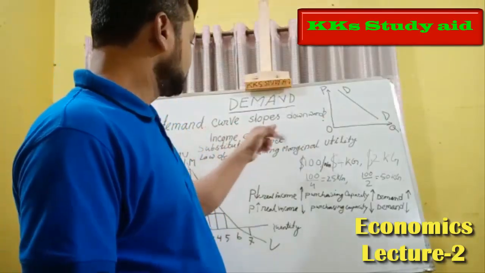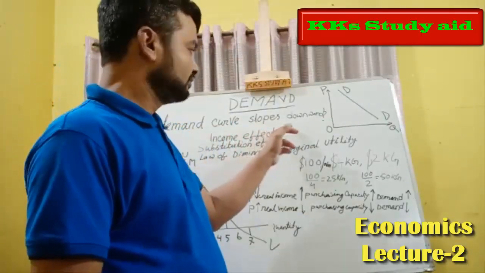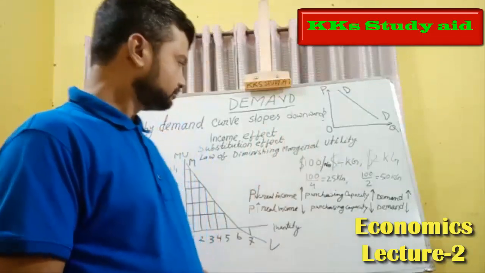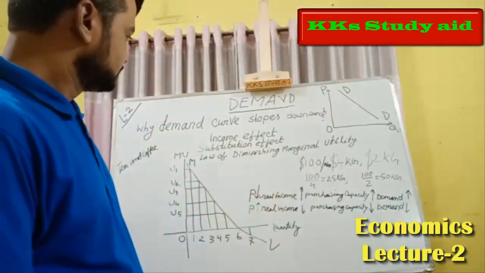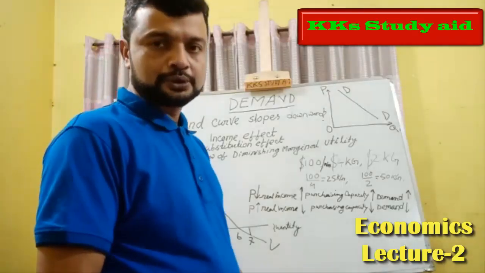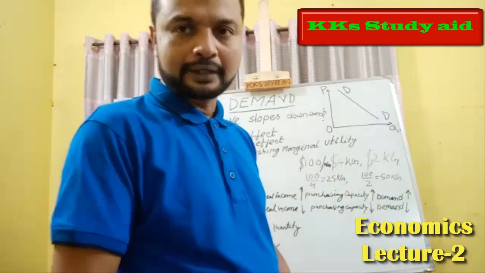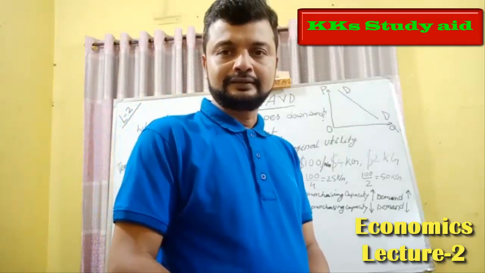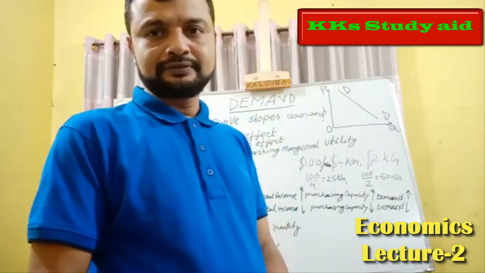Now, today's discussion issue: why does the demand curve slope downward? The simple answer is that the demand curve slopes downward in order to show the inverse relationship between the price and quantity when other things remain unchanged. This is a very simple answer.